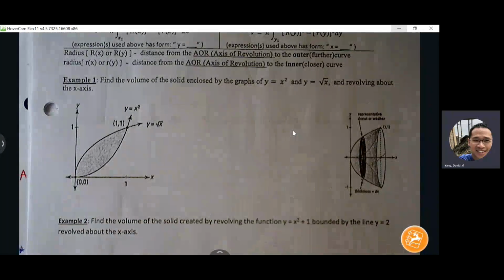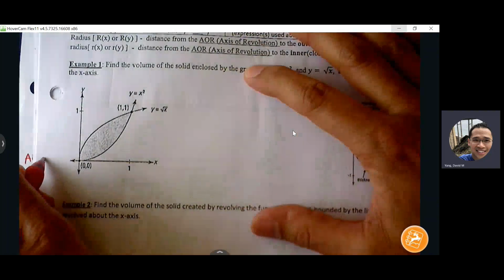All right, so example 1. Find the volume of the solid enclosed by the graphs y equals x squared, which is a parabola that's concave up, and y equals square root of x, which is the graph that's on top, revolving about the x-axis. So let's go ahead and draw in our axis of revolution.